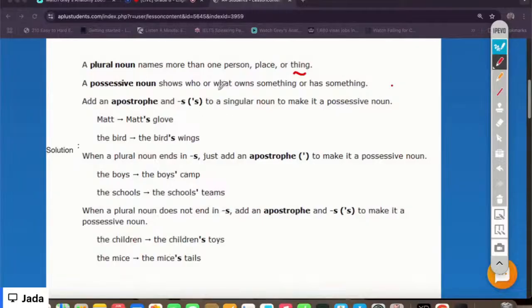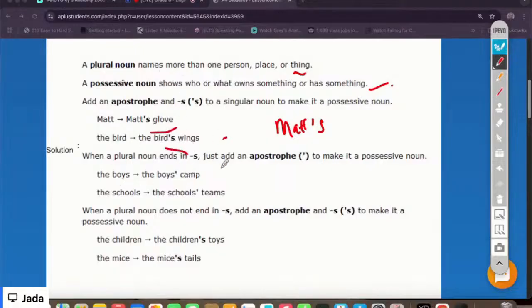Then a possessive noun shows who or what owns something or has something. So you have to add an apostrophe and s to the singular noun to make it a possessive noun. So if it's singular, you add apostrophe and s. For example, Matt. So it's apostrophe and s to make it possessive. So we have Matt's glove, the bird's wings.